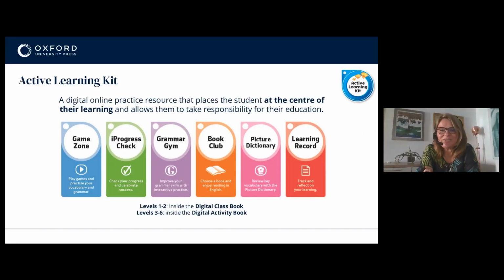Well, I hope you enjoyed that short video that explains the Active Learning Kit. The course that it was showing there is a secondary course, but it works in exactly the same way for primary courses. And obviously, it is aligned with the content from each primary course. So the grammar gym, the iProgress check, it is all aligned with the content.